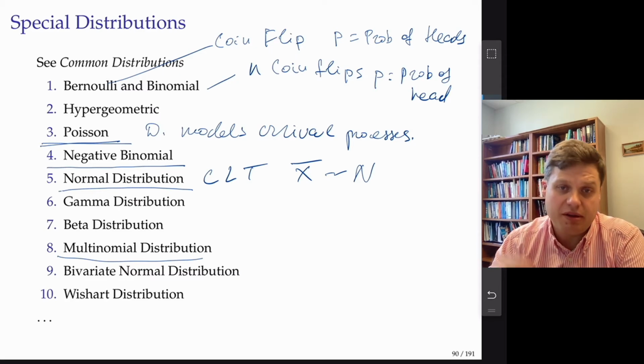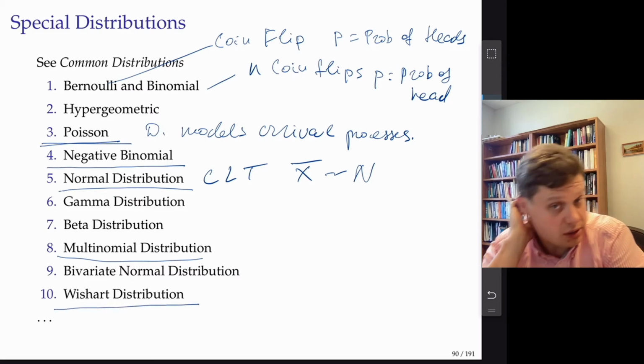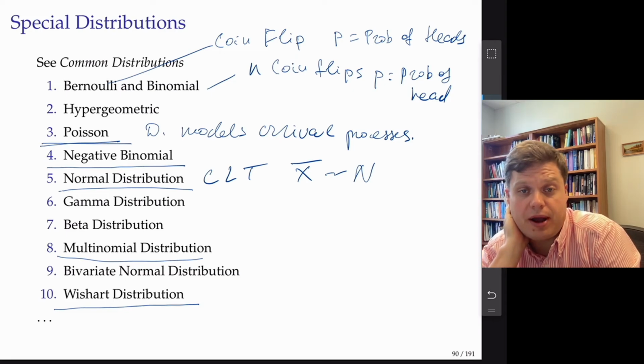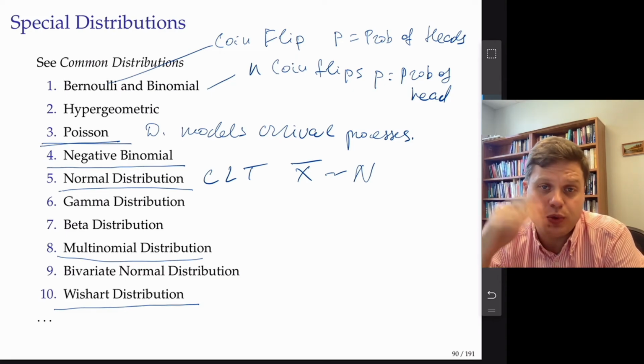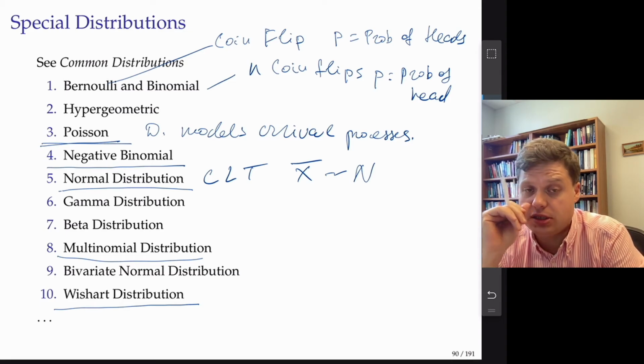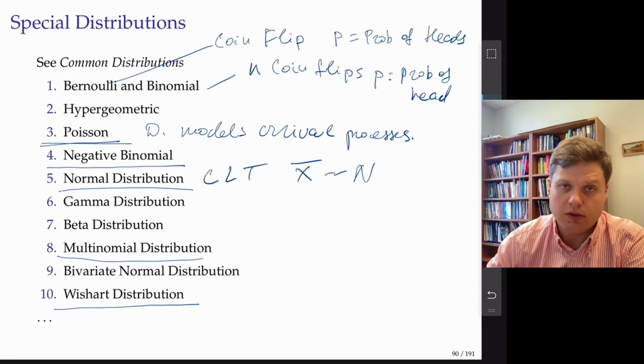And then the bivariate normal, where you have two variables, and the Wishart distribution. We'll see it's a distribution that is used as a prior for the covariance matrix in Bayesian analysis. So it's just a quick list, a quick reminder of those distributions. If you forgot about them, you can just open Wikipedia and look at those distributions.